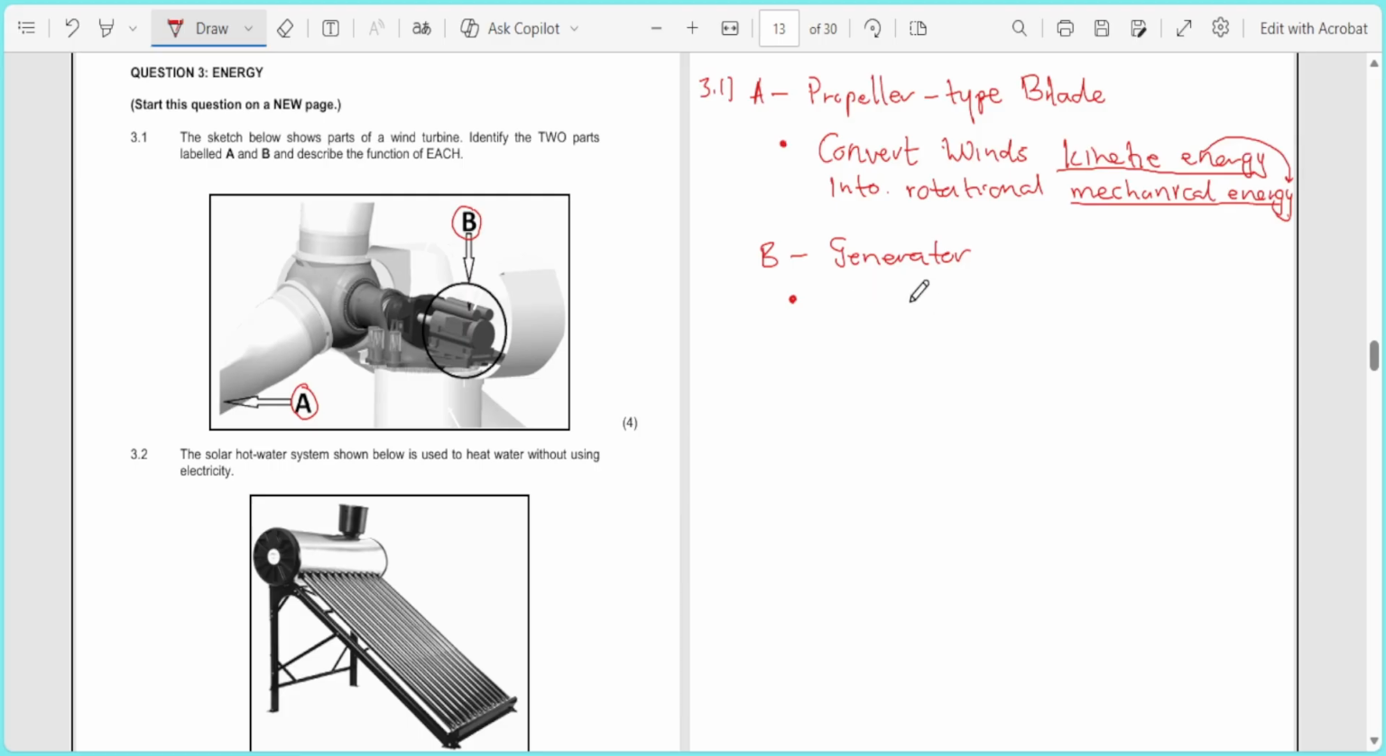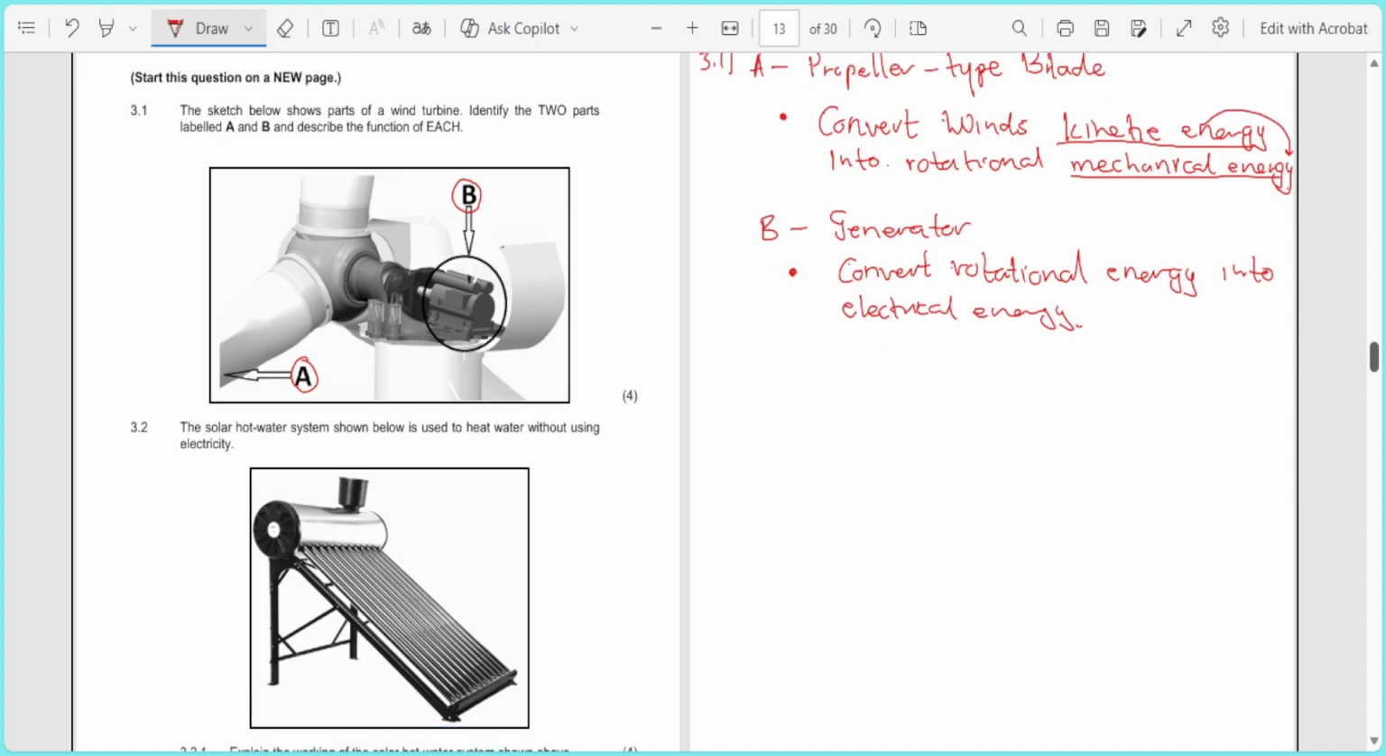Okay, so its function is to convert the rotational mechanical energy into electrical energy. So that is the function for part B.